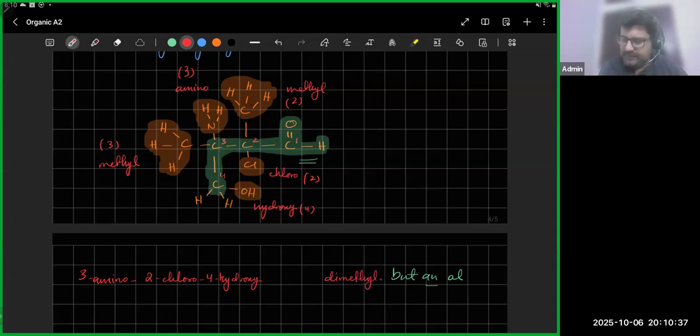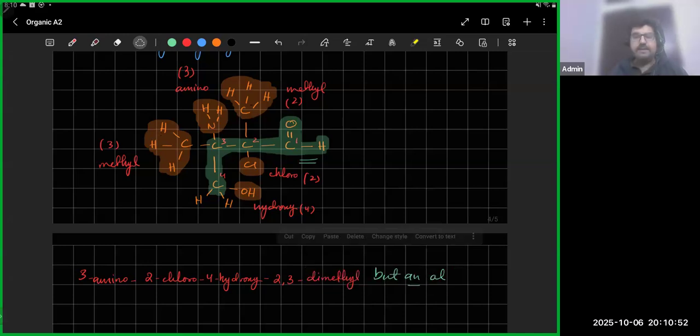And you have to give the positions of each one of them. So one methyl is on the second one, the other one is on the third one, and it's 2,3-dimethyl butanal, right? So all the branches and then your main chain. Okay, is this clear? Is this clear?